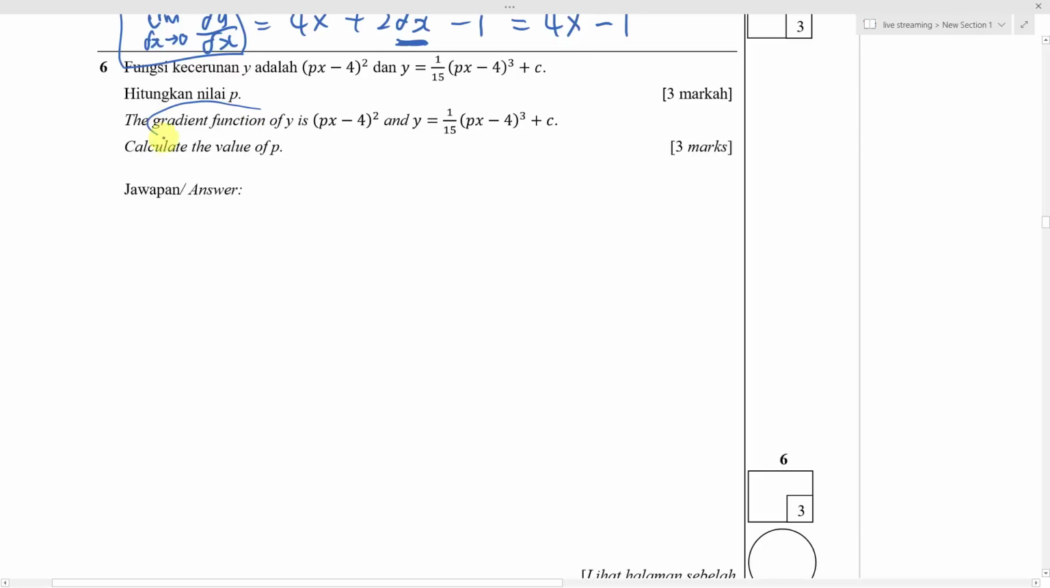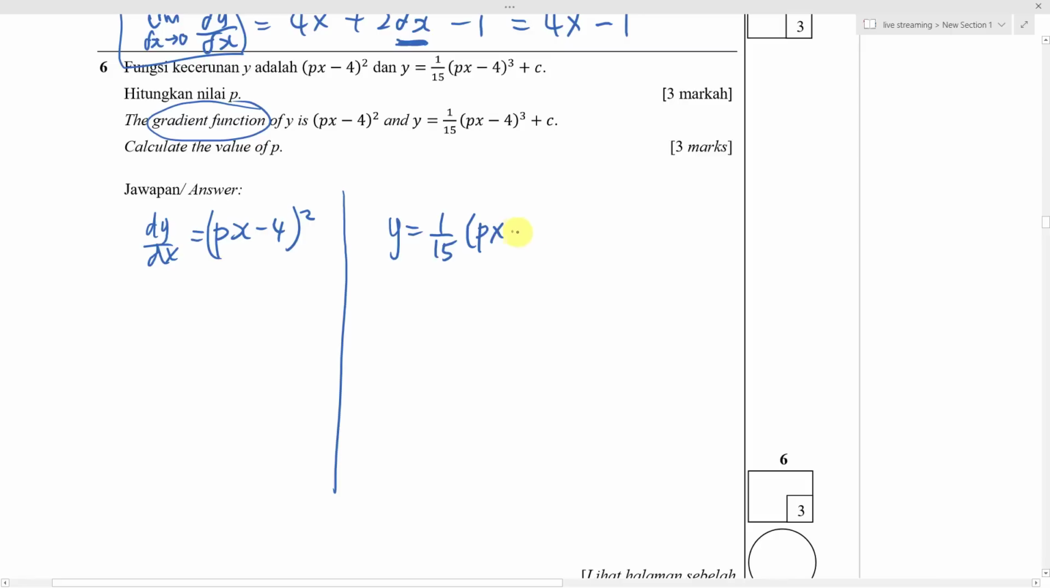So first thing, you must know what is the meaning of gradient function. Gradient function means dy dx. So over here, the question is telling you dy dx equals (px minus 4) square. I'm not going to expand it because later I can straight away simplify it. Remember, gradient function is dy dx. Alright, then my y equals 1 over 15 (px minus 4) cube plus c.